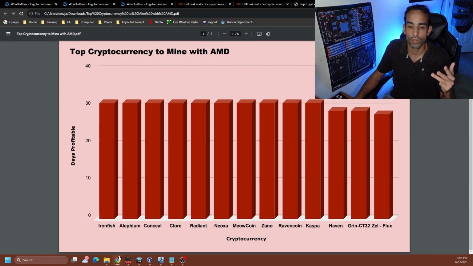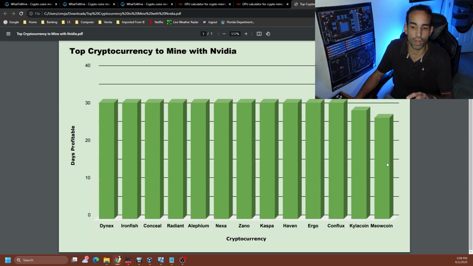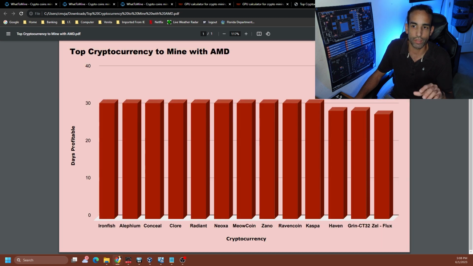Clore, Radiant, Nyaxa, Meowcoin, Xano, Ravencoin, and Caspa. And we saw Haven was at least in the top five throughout a little bit of May, but then fell off towards the end. Flux still hanging around. I know a lot of people are still mining Flux, and you don't really see Flux on the NVIDIA side, which usually was one of the strongest pairings if you were trying to mine Flux. We see it on AMD, but it didn't stay in the top 10.